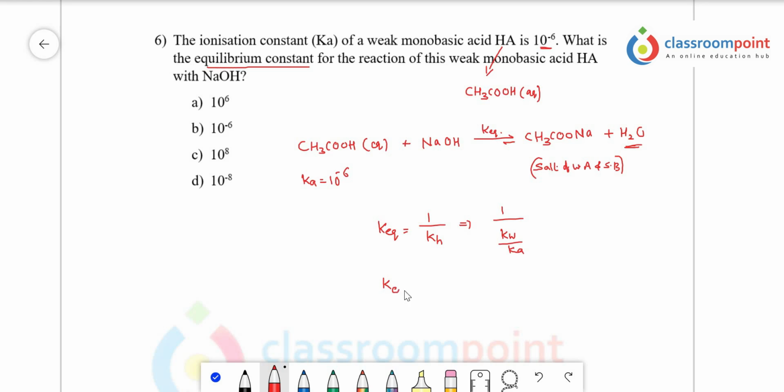It can be written as K equilibrium equals Ka by Kw. And Ka value is given over here, that is 10 power minus 6. And Kw value is a constant, 10 power minus 14. So it is 10 power minus 6 by 10 power minus 14, which equals 10 power 8. So option C is correct.